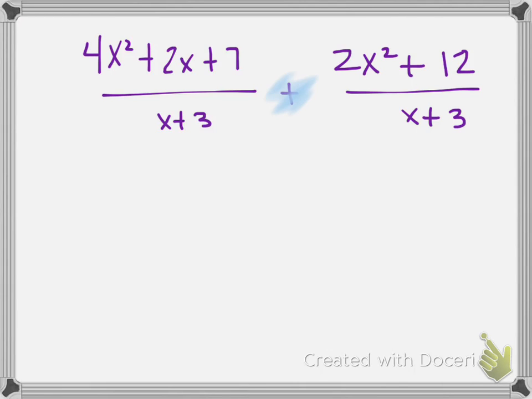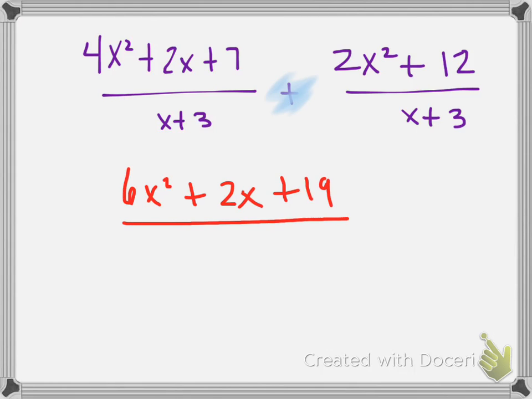So the first thing, once you realize that you're adding, is that you want to look at the denominator of each one. Now, if your denominators are the same, like they are here, what you do, very simple, you add the top and keep the bottom the same. So that would be 4x squared plus 2x squared, which is 6x squared. 2x is the only like term for itself, so that's just 2x. And then 7 plus 12, which is 19. And you keep the bottom the same, just like with fractions. You add the tops, keep the bottom the same. And this would be your final answer.